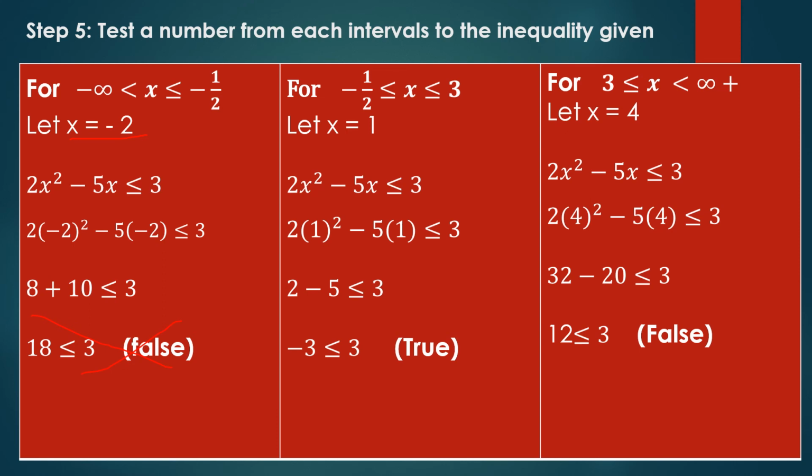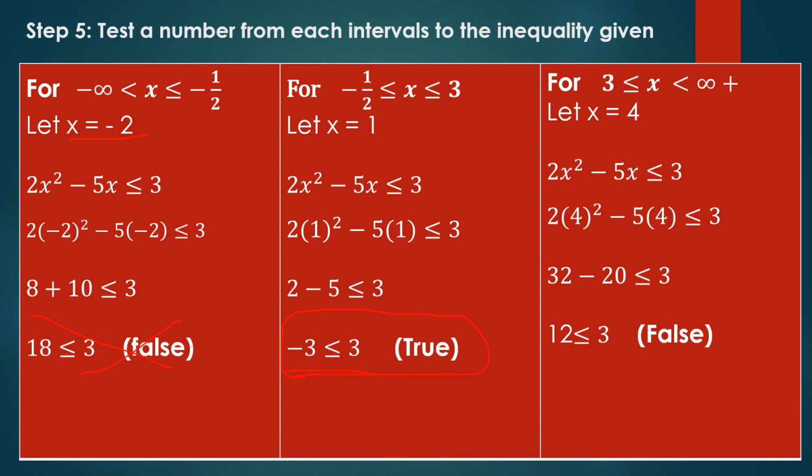Sa second, we have negative 1/2 is less than or equal to x, and x is less than or equal to 3. So, nasa gitna. Lahat ng number na nasa gitna ng negative 1/2 at 3. So, yung ginamit ko dito is positive 1. Sinubstitute ko yung positive 1 sa inequality. Yung lumabas na sagot is negative 3 is less than or equal to positive 3. Kung i-analyze mo, tama siya. So, possible answer na to siya.